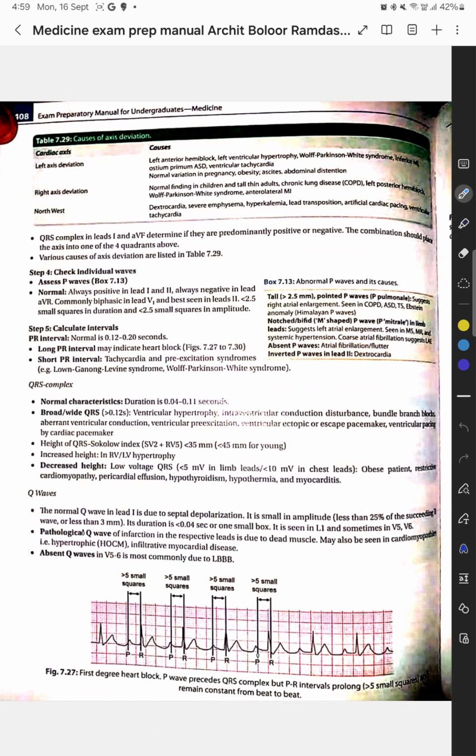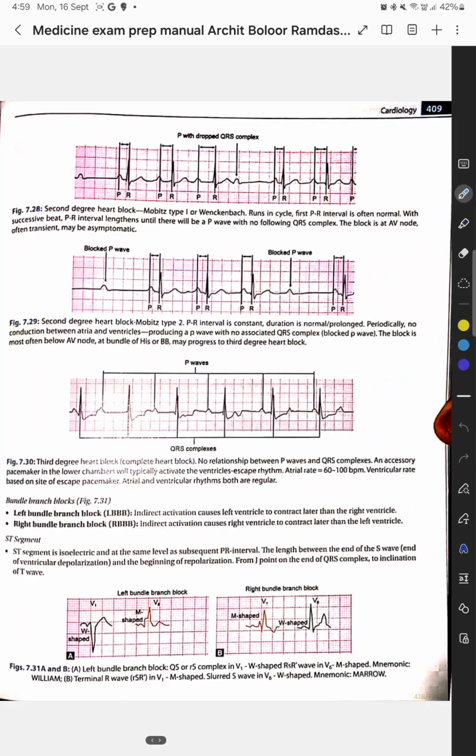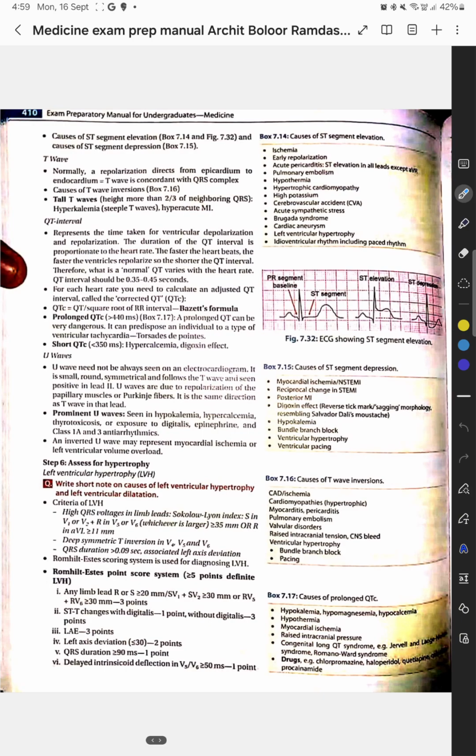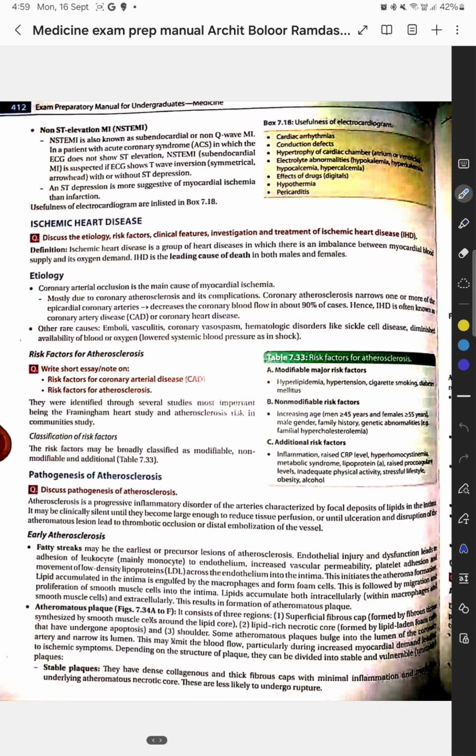Check the individual waves, calculate intervals: QRS complex, Q wave, ST segment, T wave, QT interval, U wave. Assess for hypertrophy, Romhilt-Estes point score system, common causes of left ventricular hypertrophy, ischemic heart disease.